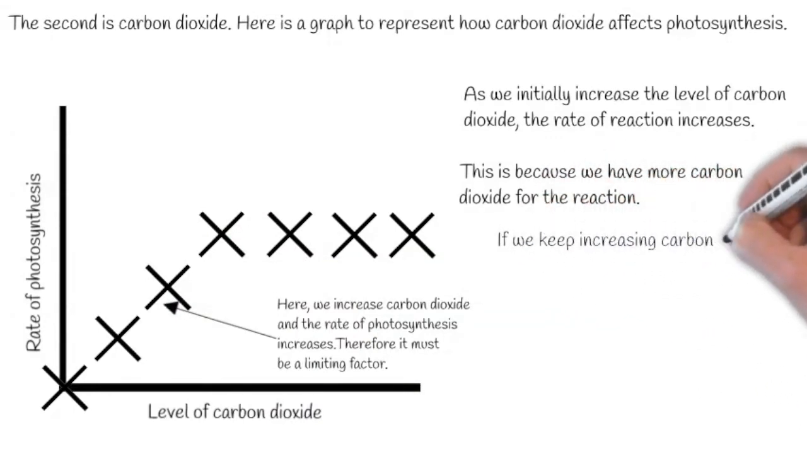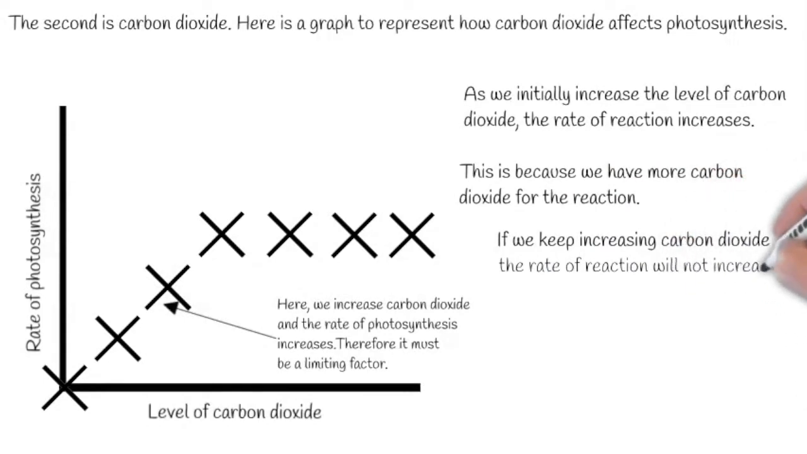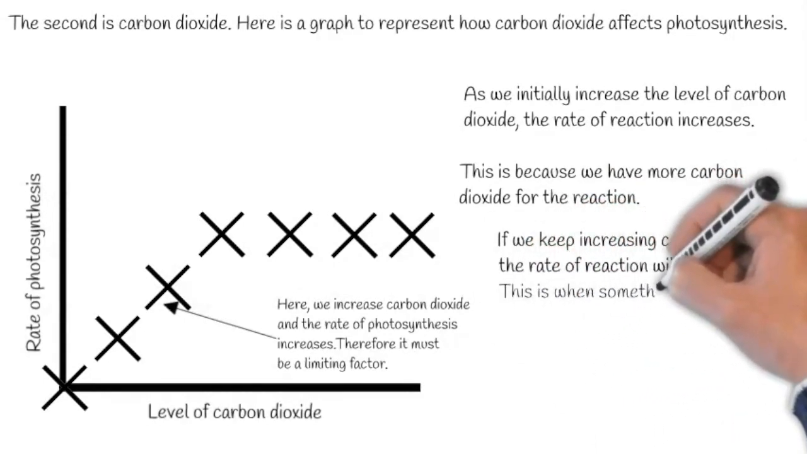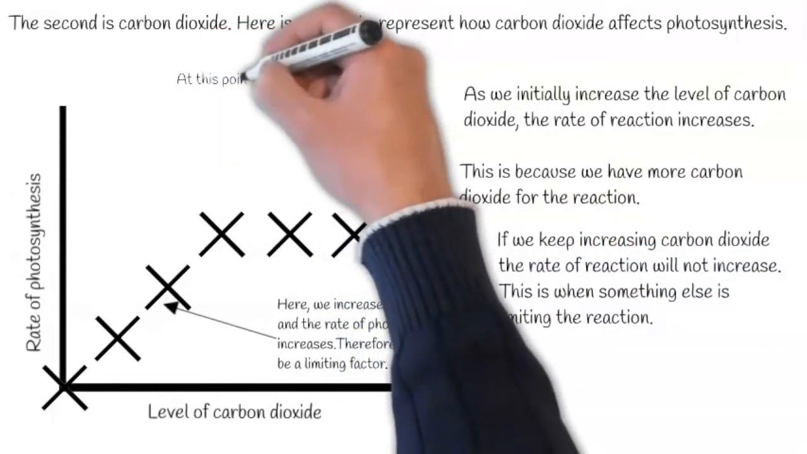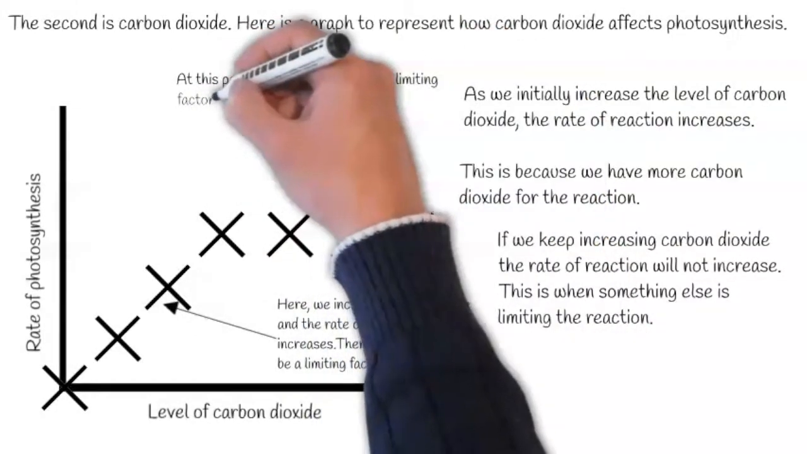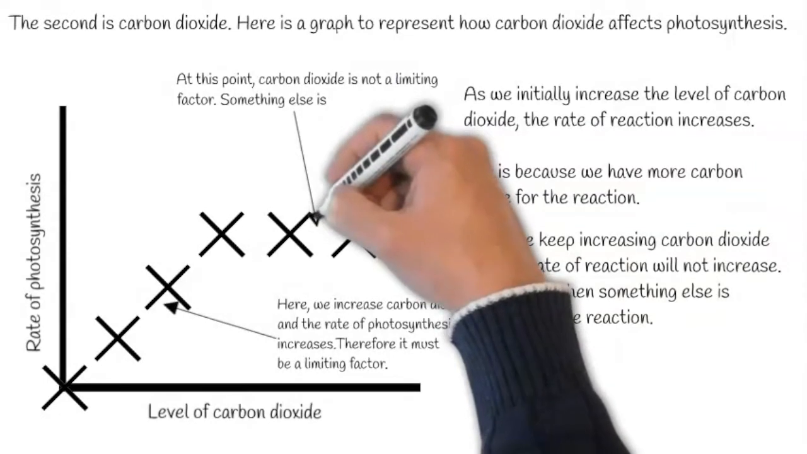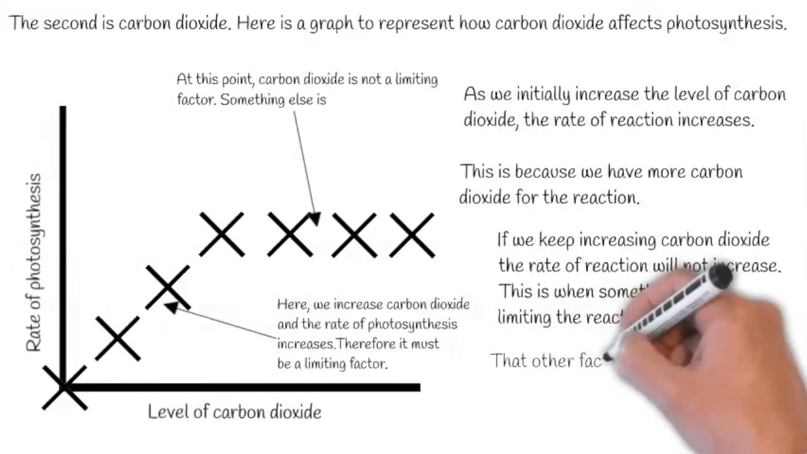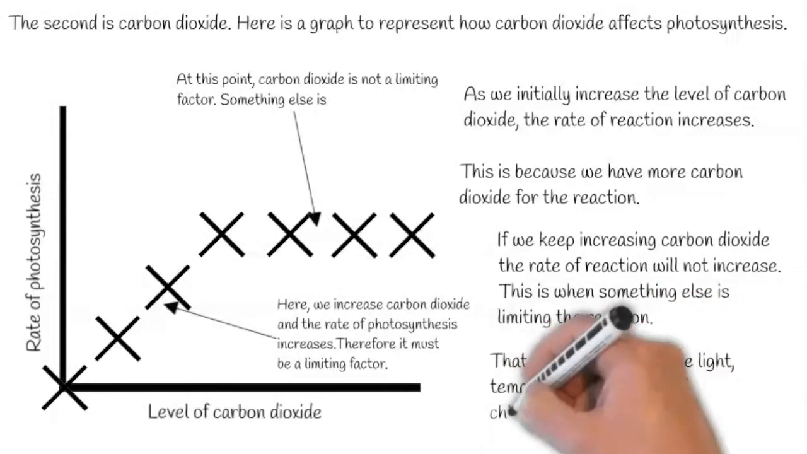If we keep increasing carbon dioxide, the rate of reaction of photosynthesis will not increase. This is when something else is limiting the reaction. At this point, carbon dioxide is not a limiting factor. Something else is. That other factor could be light, temperature, or amount of chlorophyll.